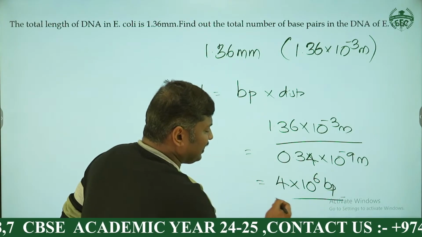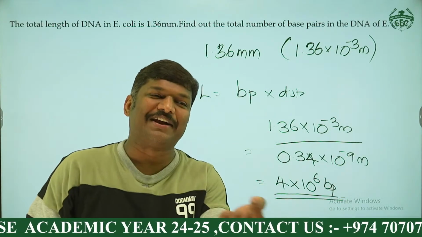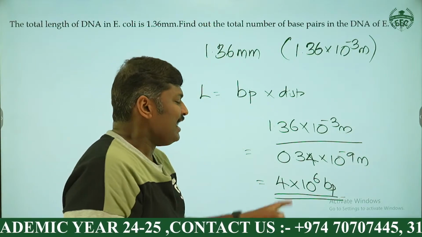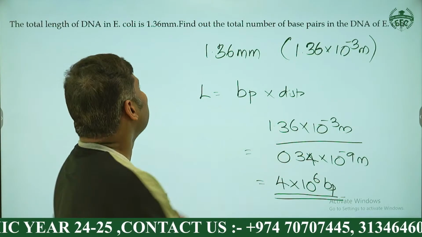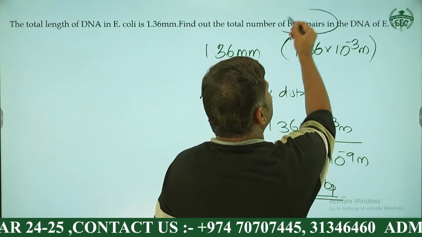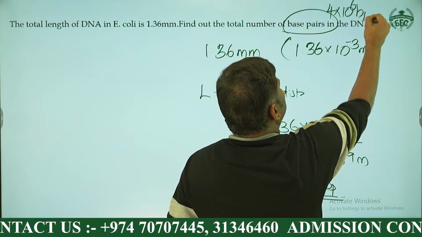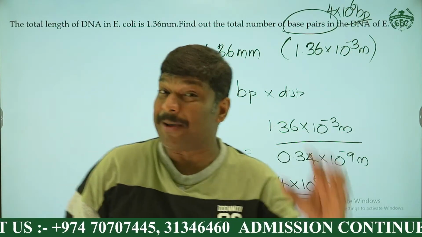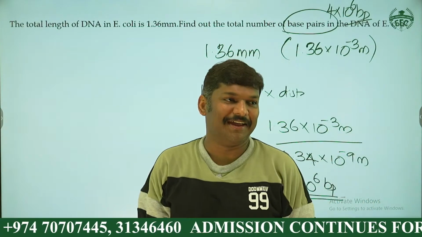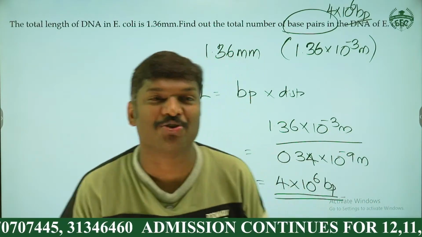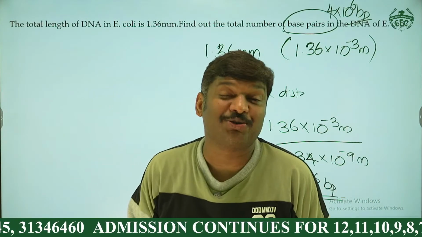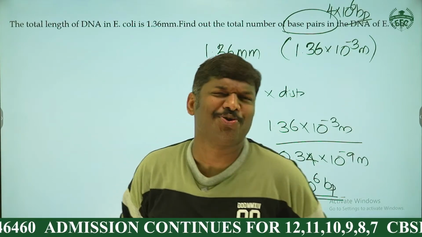In the beginning we already studied 4.6 into 10 raised to 6. Both are correct. So 4 into 10 raised to 6 base pair, that is the answer. What is that? Total number of base pair, that is 4 into 10 raised to 6 base pair. That much number of base pairs are there in DNA. So that's about what we can say the question. So how can you find out the total length of DNA? That always you keep in your mind.